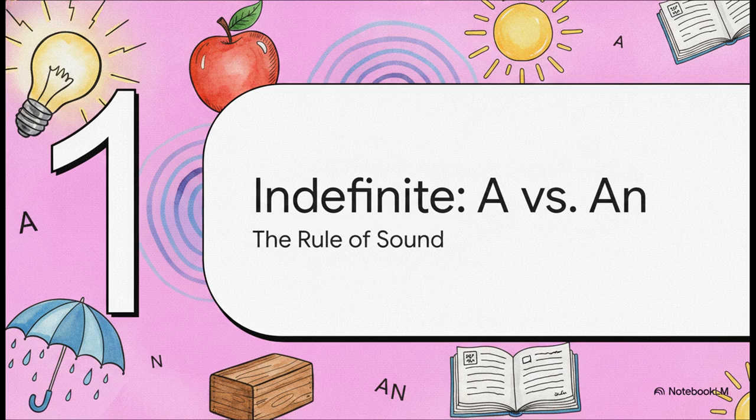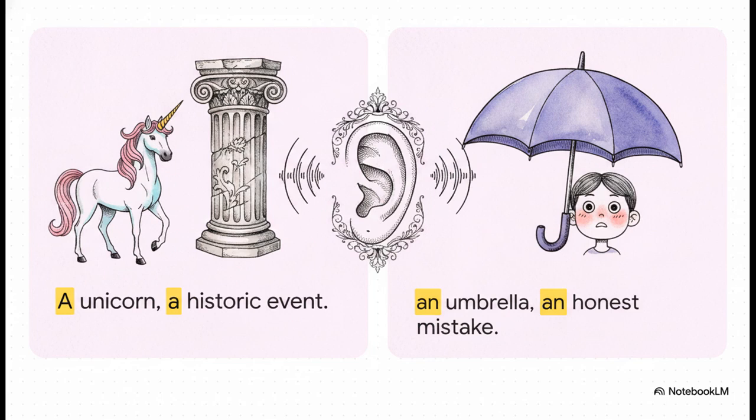You know, we're often taught to look at the first letter to choose between a and an, but actually, the choice is based entirely on phonetics. It is all about the sound, not the spelling. We use a before consonant sounds and an before vowel sounds. Take unicorn, for example. It starts with the vowel U, sure, but phonetically, it begins with a y sound, a consonant glide, so it takes a: a unicorn. It's the exact same thing with a historic event, when that H is strongly pronounced. On the flip side, umbrella uses a short, sharp vowel U sound, so it's an umbrella.